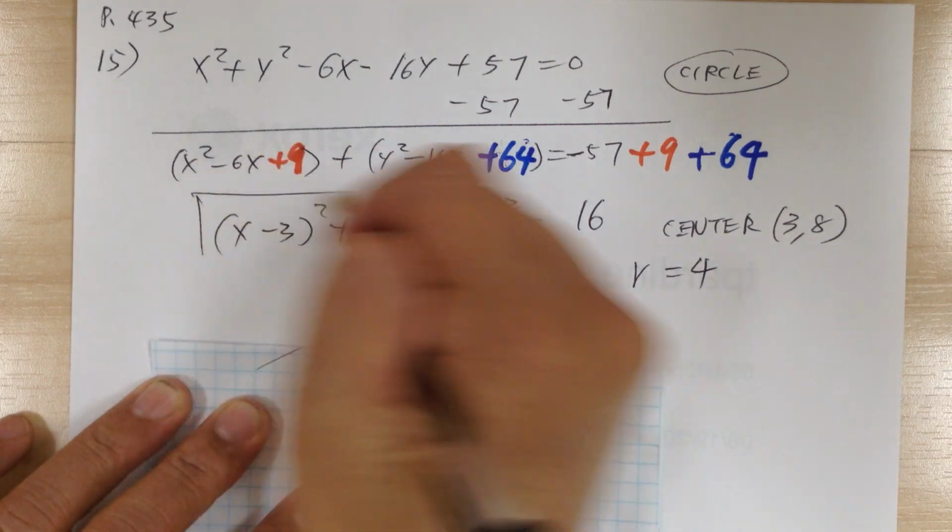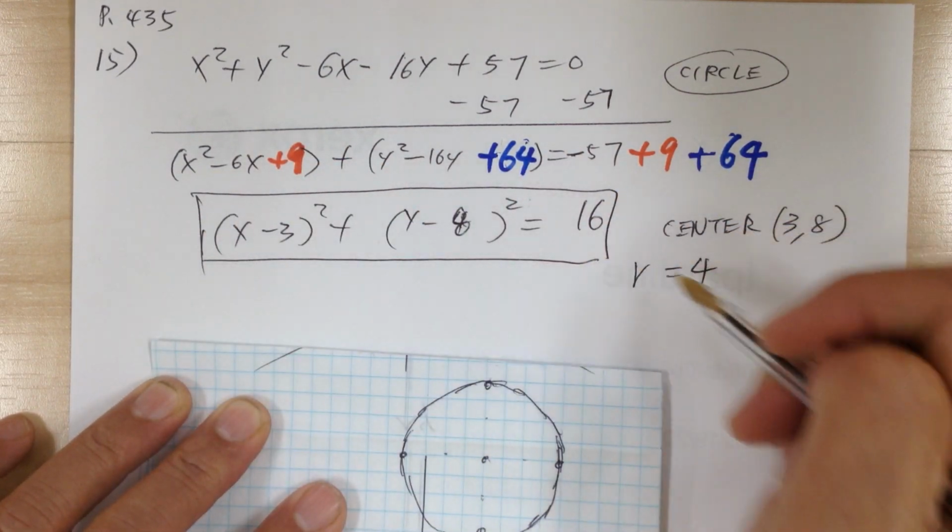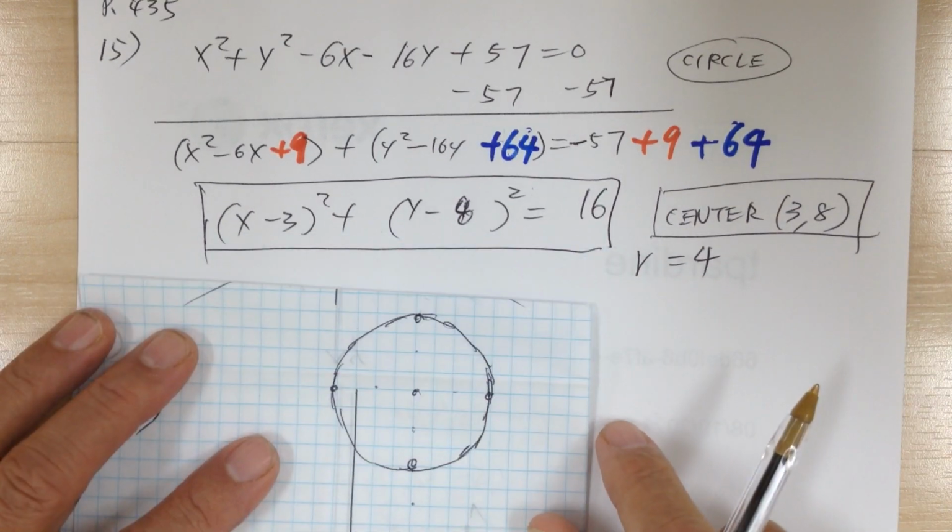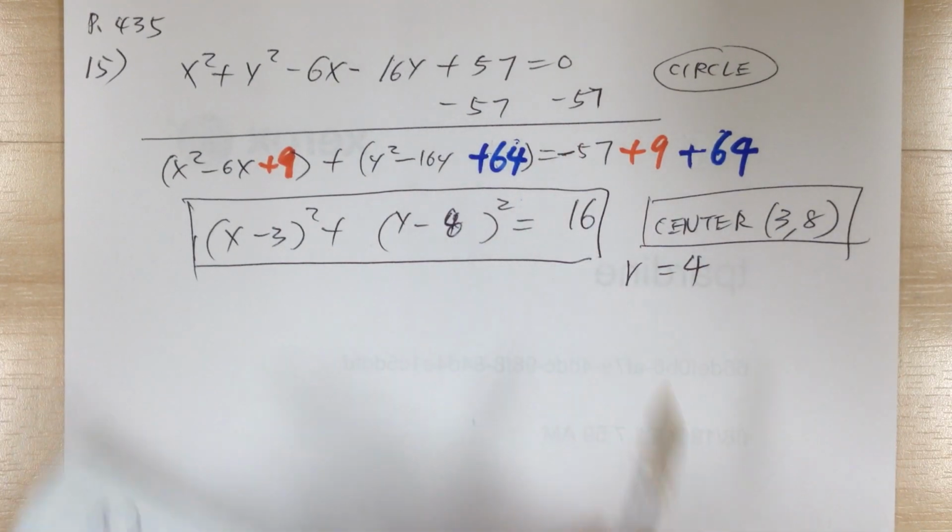Okay, so here's your equation. This one does not have a foci, so you don't have to worry about that. So the center, and that's the graph. Okay, let's go to the next one.